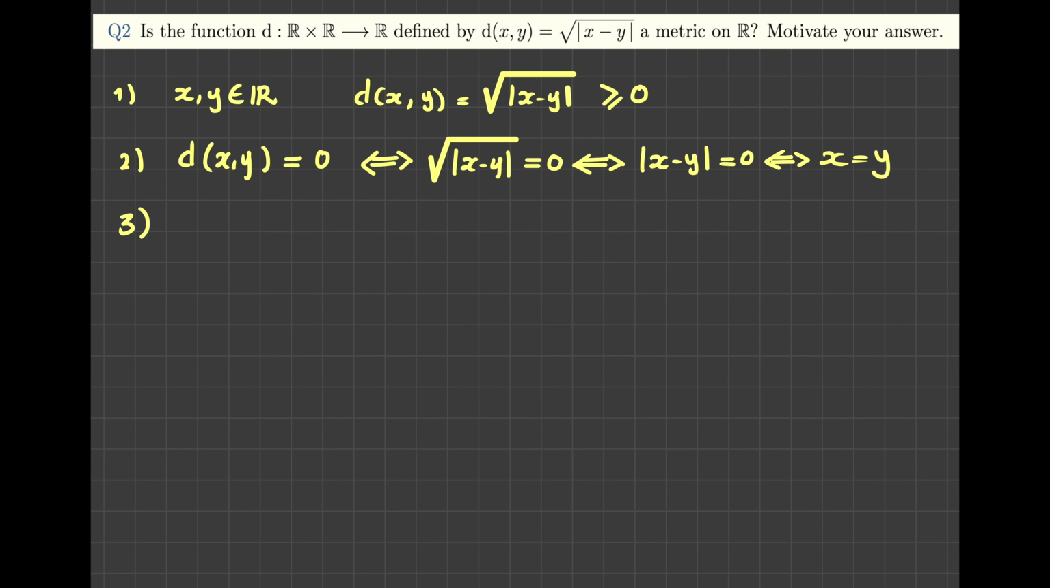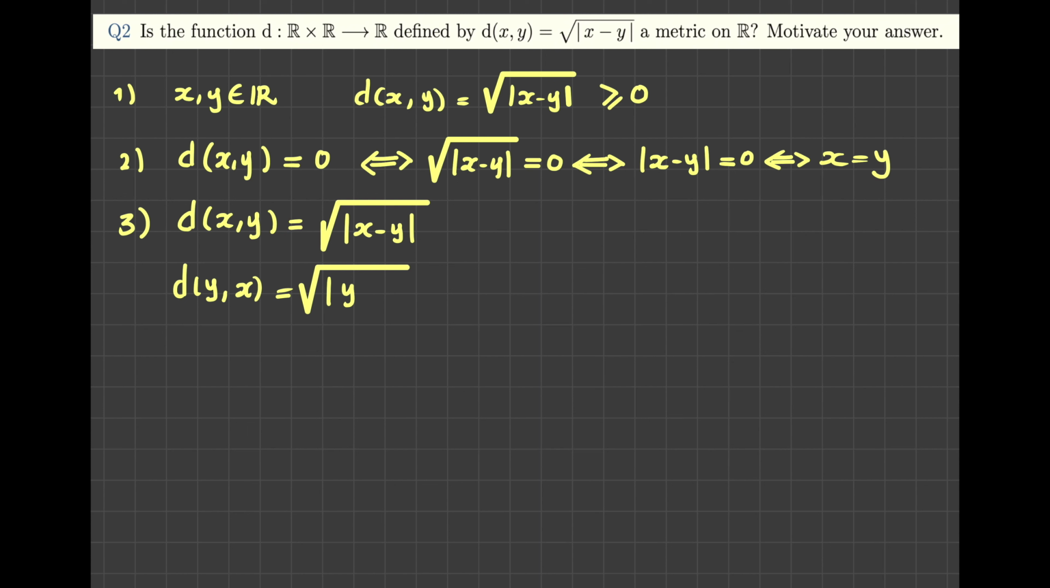Number 3, let us assume that x and y are real numbers. Now d(x,y) is equal to the square root of the absolute value of x minus y, but d(y,x) is equal to the square root of the absolute value of y minus x. From the properties of the absolute value, these two numbers are exactly the same, so their square roots are also the same. So for every choice of x and y in the real numbers, d(x,y) is equal to d(y,x). This proves the symmetry.